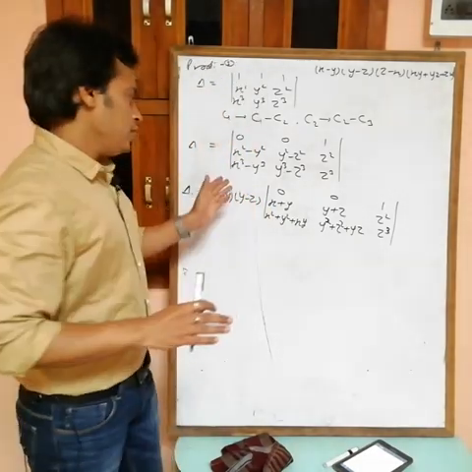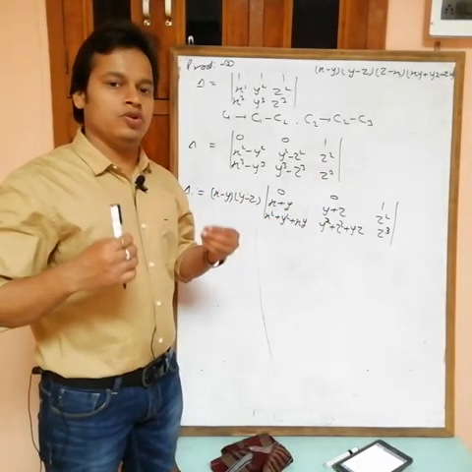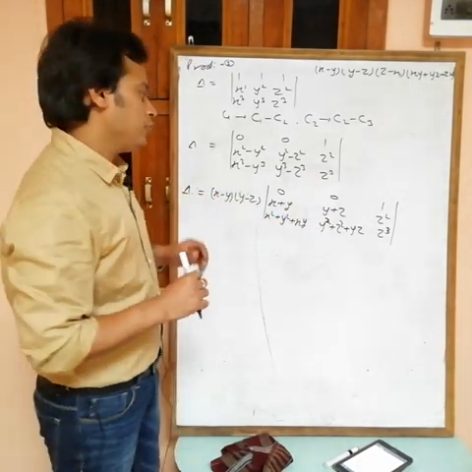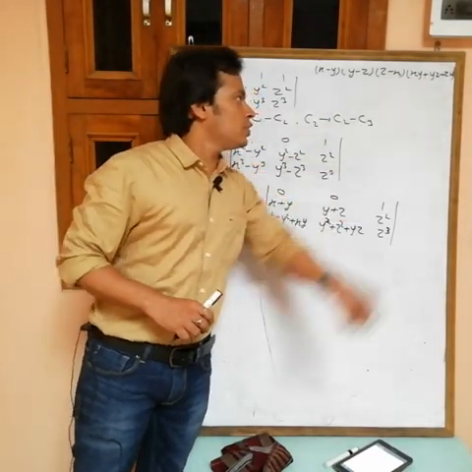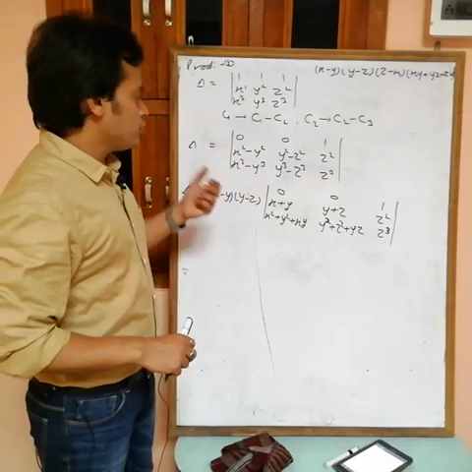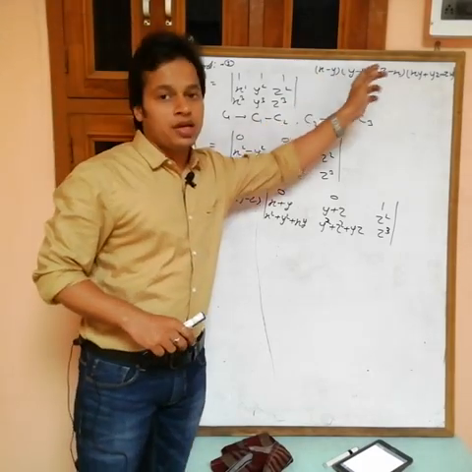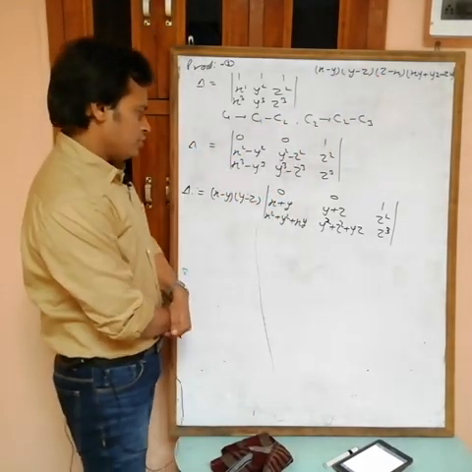Now you have two options. In R1 we have two 0s, so you can directly expand. If you directly expand, then you will get the value of this determinant as this one. Or you can also try to make z minus x first. How to get z minus x?